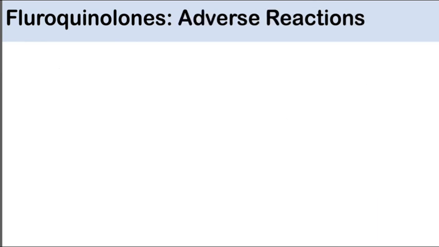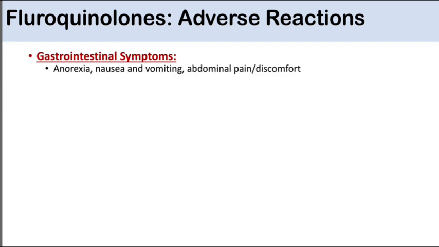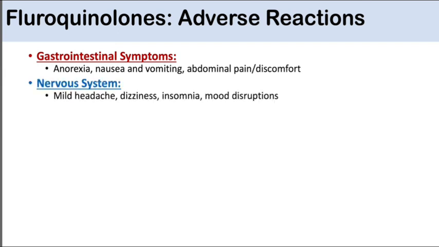So what are some of the adverse reactions to fluoroquinolones? Some of the biggest ones, and some of the most common, are gastrointestinal symptoms. These include anorexia, nausea and vomiting, abdominal pain, and discomfort. There can be some nervous system effects, including mild headache, dizziness, insomnia, and mood disruptions. And some more rare adverse reactions include delirium, hallucinations, seizures, memory impairments. These can have more of an effect in geriatric populations.